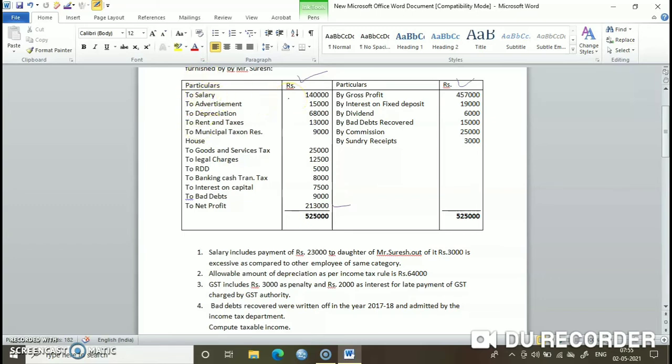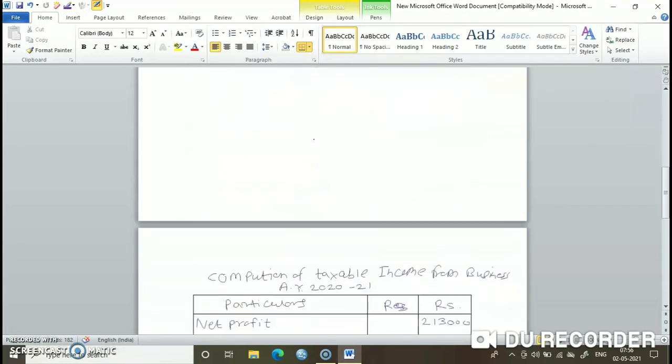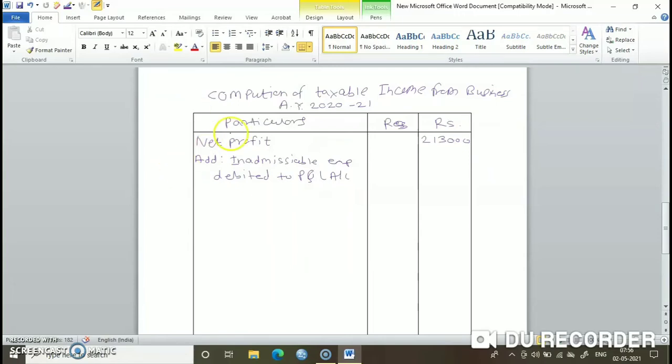So first is salary. Normally salary is a business expenditure and always allowable, but there is an adjustment on salary. The adjustment is that salary includes payment of rupees 23,000 to daughter of Mr. Suresh. Out of it, rupees 3,000 is excessive as compared to other employees of the same category. Out of the salary of rupees 1,40,000, the 3,000 given within the 23,000 is excessive salary. Whatever excessive salary is given by the employer to the employee is not allowed as a business expenditure. So excessive salary to daughter is disallowed, and we have to add it to the profit and loss account. I am writing in the inner column, that is 3,000.